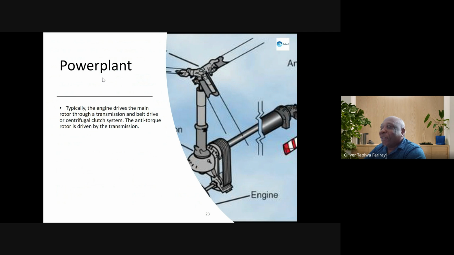But just imagine the rotor is going round. Why is the helicopter not going round and round with the rotor? Okay? So there's something that's working in the opposite direction, and that is the anti-torque. The power plant, typically an engine, drives the main rotor through a transmission and belt or centrifugal clutch systems. The anti-torque rotor is driven by the transmission.